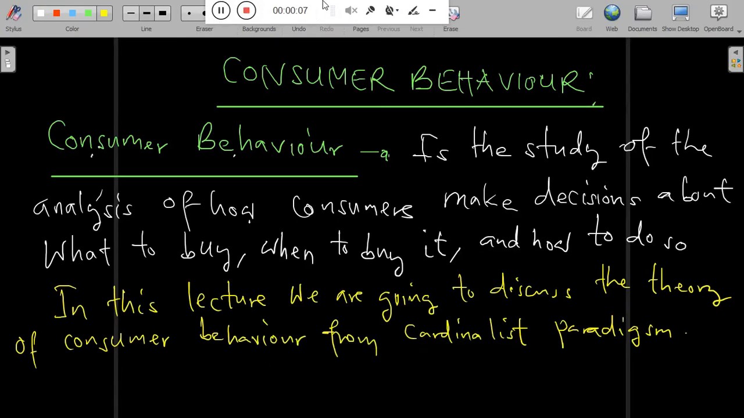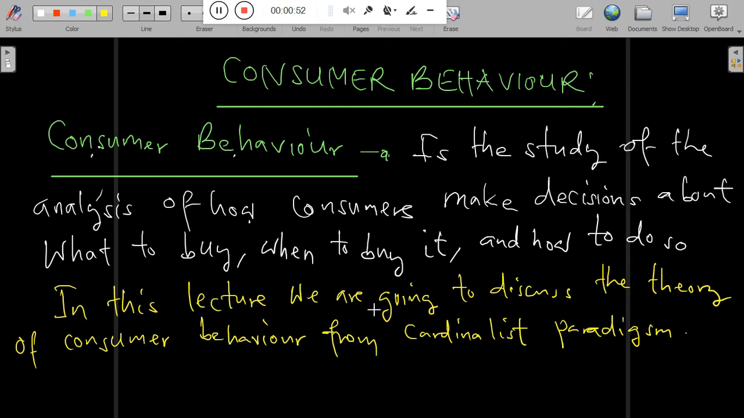Today I'm going to take you through the concept of consumer behavior. This is a very important topic that you need to know: how consumers use their income in making the best choice of consumption bundles of goods and services, to maximize utility. Consumer behavior is the study and analysis of how consumers make decisions about what to buy, when to buy it, and how to do so.